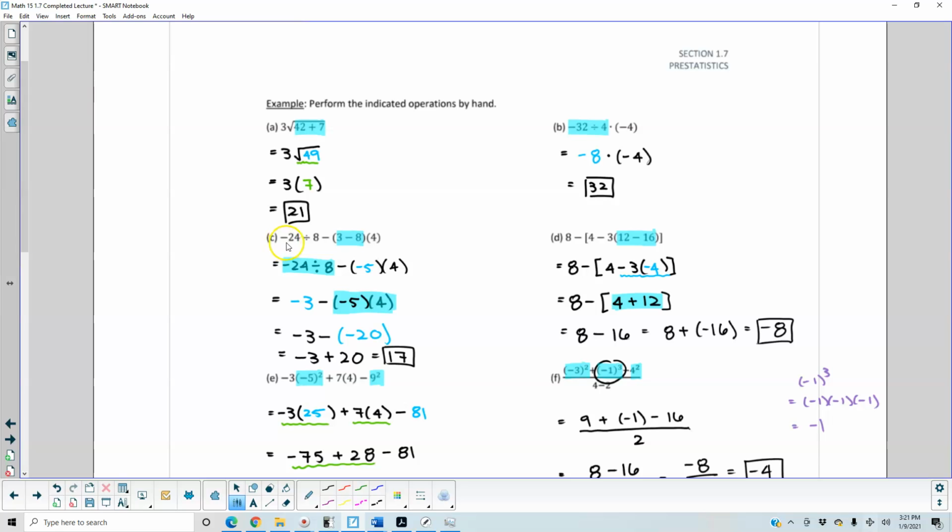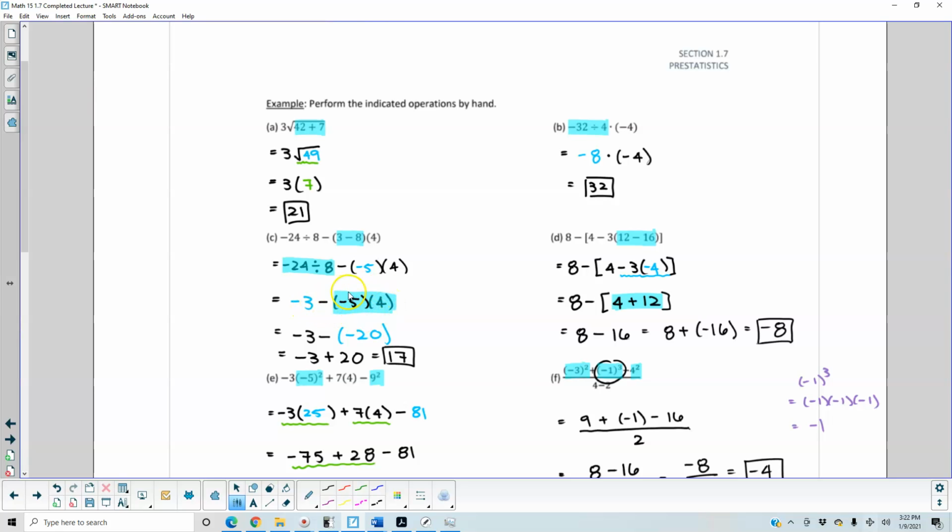For part C, we have negative 24 divided by 8 minus parenthesis 3 minus 8 parenthesis times 4. So the first thing we need to do is grouping symbols. And so that means what we have in parentheses, we need to figure that out first. So we need to take 3 minus 8, which is going to give us negative 5. So we have negative 24 divided by 8 minus negative 5 times 4. So now we have division, subtraction, and then multiplication. So we need to do division first before multiplication. So negative 24 divided by 8 gives you negative 3 minus negative 5 times 4.